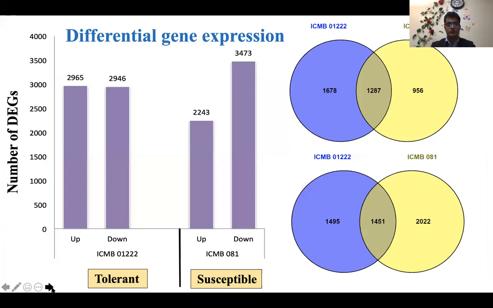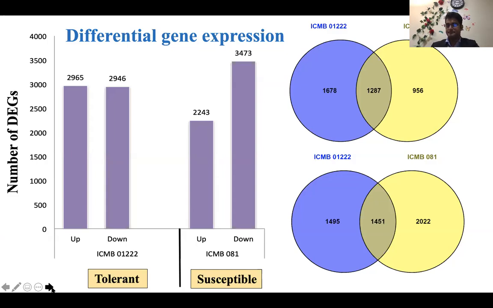Of course, our motto here was to find the genes related to salinity stress in both lines. We performed the differential gene expression analysis in R using edgeR, and around 2,900 genes were upregulated. The same number of genes were downregulated in the tolerant line, that is ICMB 01222. But in the susceptible line, a smaller number of genes were upregulated and a higher number of genes were downregulated. So we think this is the key difference. The more the upregulation of genes, the better the response of these genotypes. Here you can see there was less upregulation in the susceptible line.